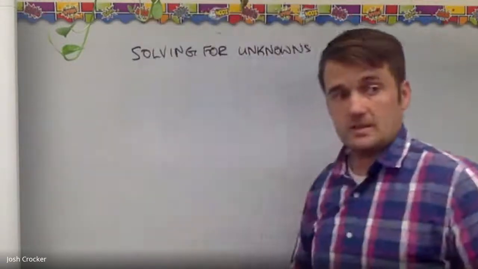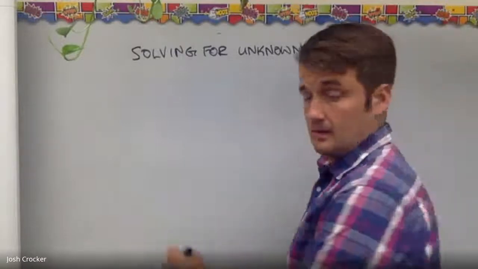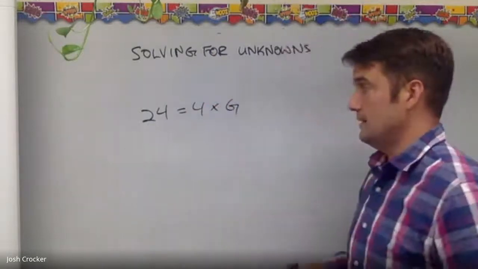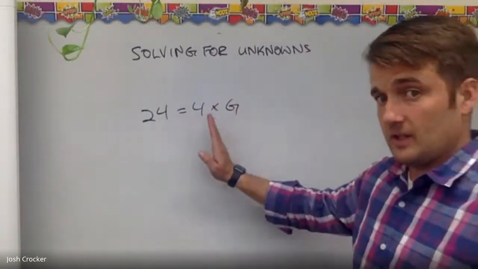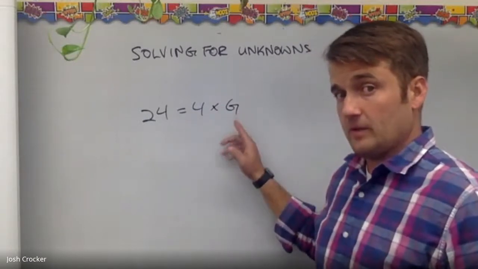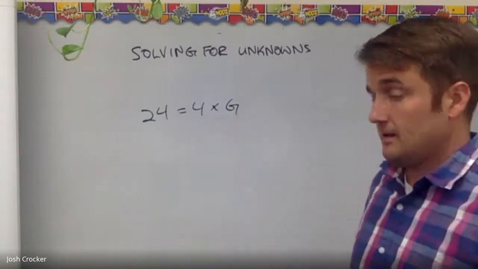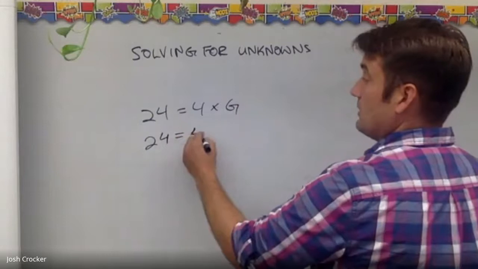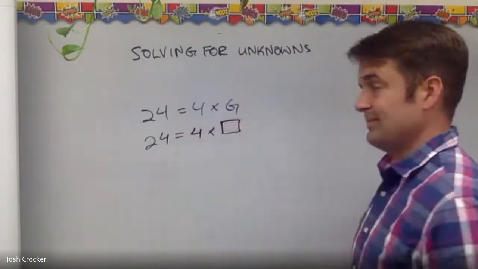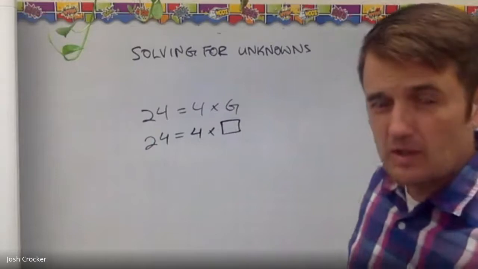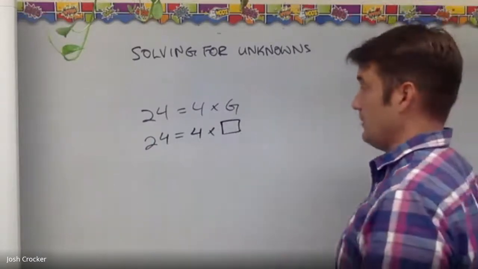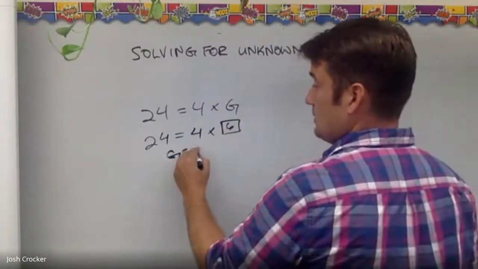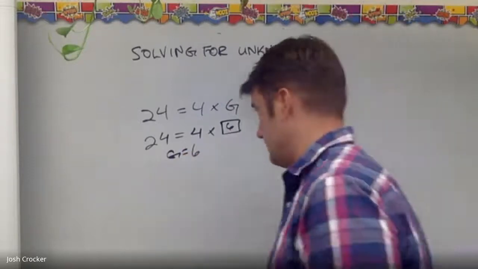Now, a lot of the times they will put the unknown on the side of the equal sign, like 24 equals 4 times G. On this side of the equation now, we have both an unknown and a number. Okay, so we have to figure this out. So all they're really saying here is 24 equals 4 times something. And we can figure that out using a multiplication chart, or we could draw an array, or we might just know that it's 4 times 6. So that means that G equals 6. Okay?